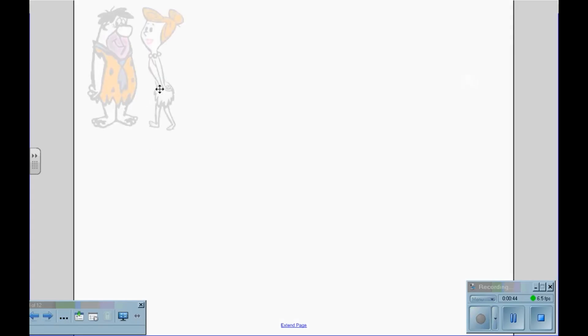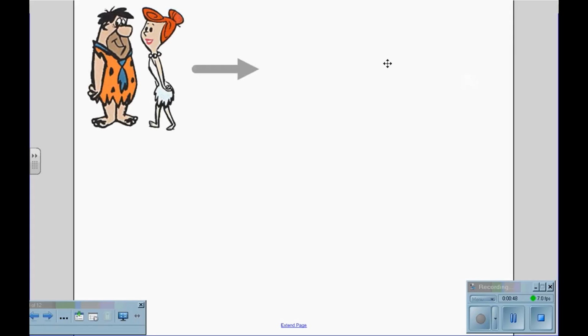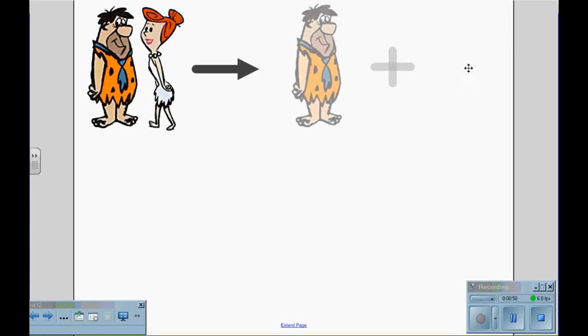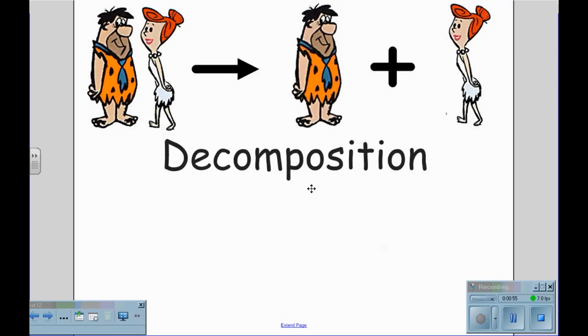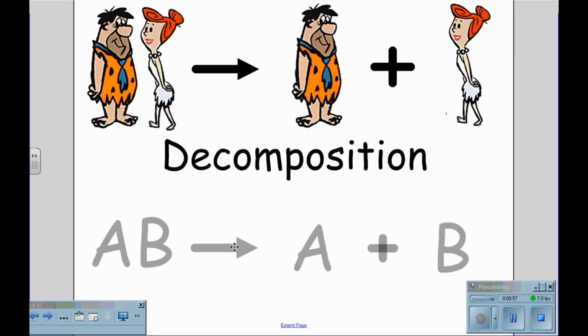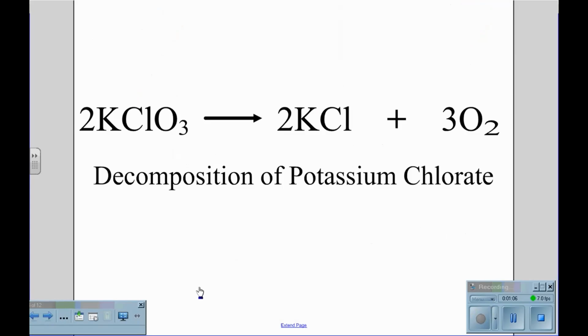If, however, the Flintstones were together and they got a divorce so that Fred was on his own and Wilma was on her own, then you have decomposition. A compound breaks down into its component parts. AB yields A plus B. This happens in the decomposition of potassium chlorate, when KClO3 breaks down into KCl, potassium chloride, and oxygen gas.